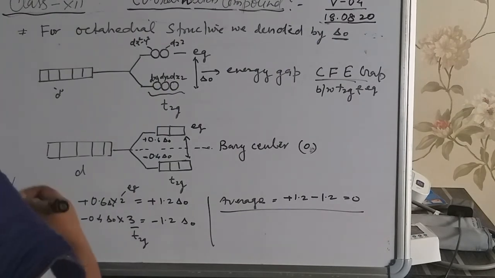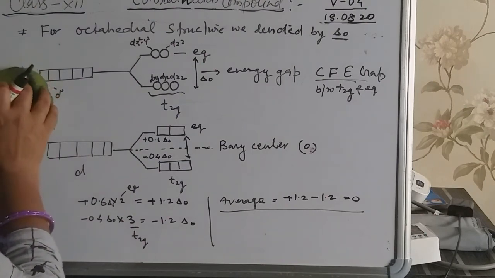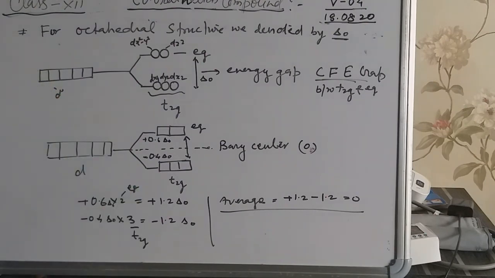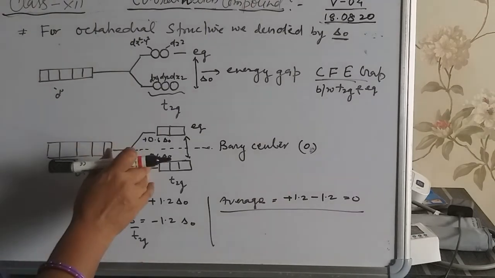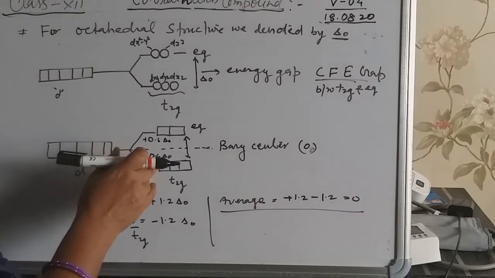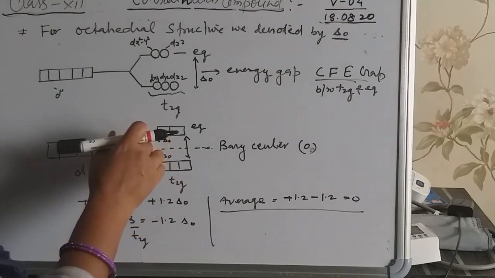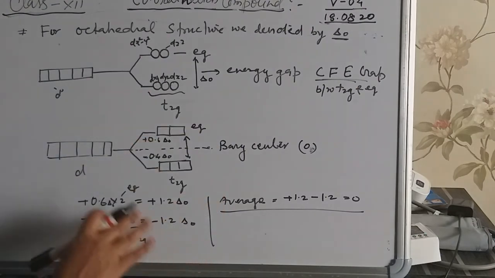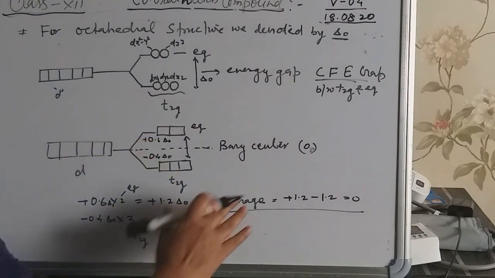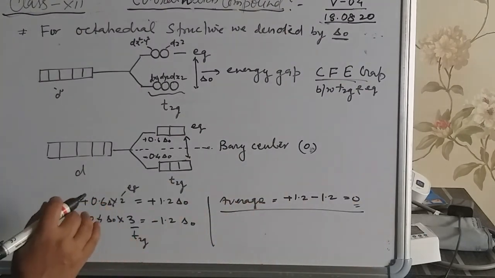So now the factors to be multiplied by the number of electrons to calculate the crystal field splitting energy are minus 0.4 delta naught for T2g electrons and plus 0.6 delta naught for Eg electrons in the octahedral complex. Both are equal and the average becomes 0.